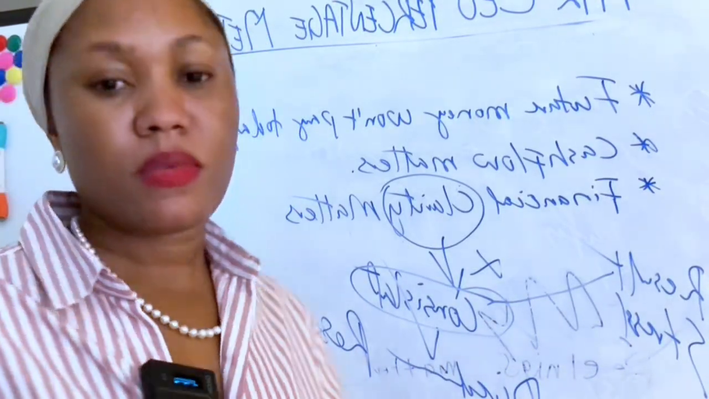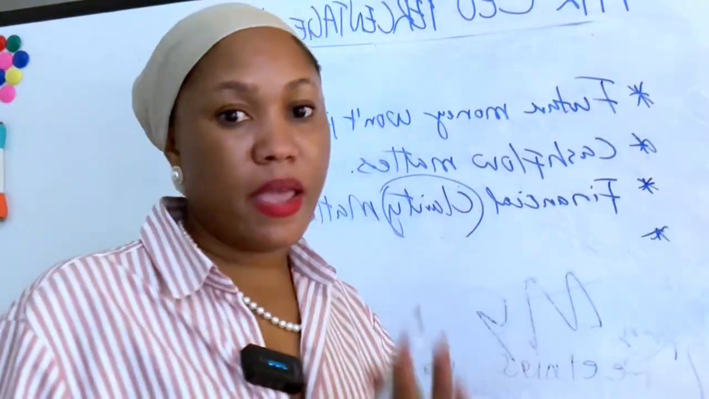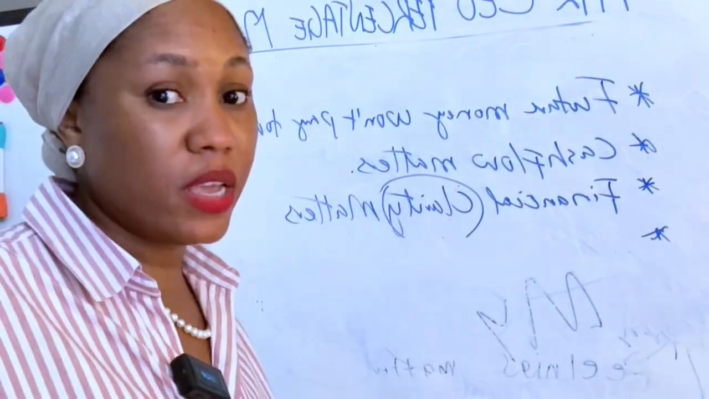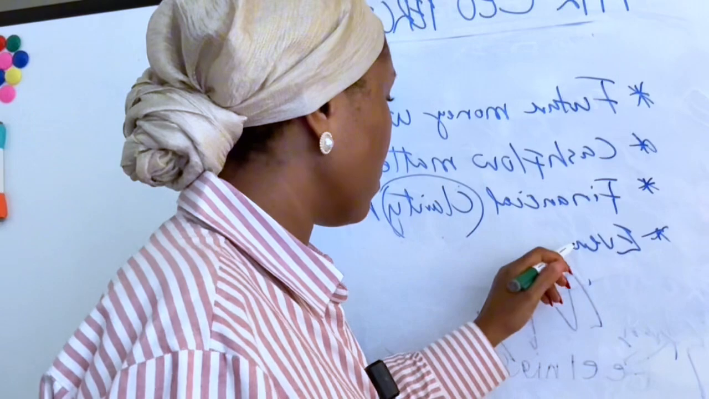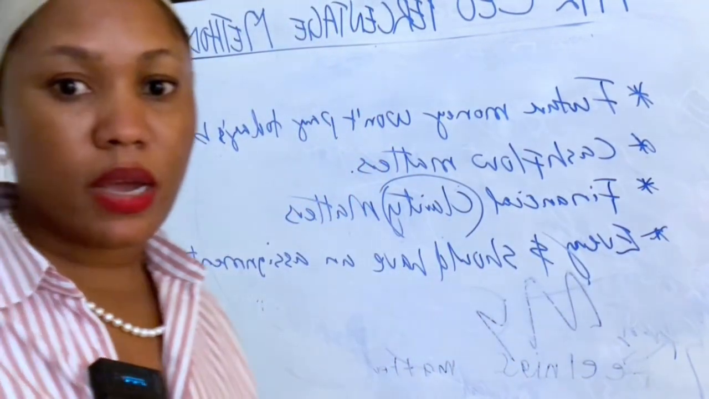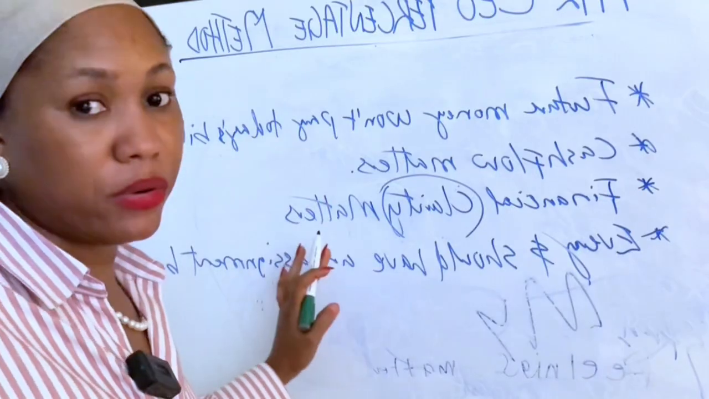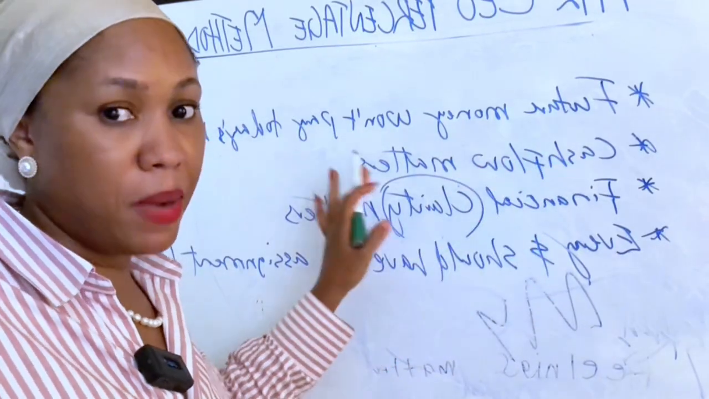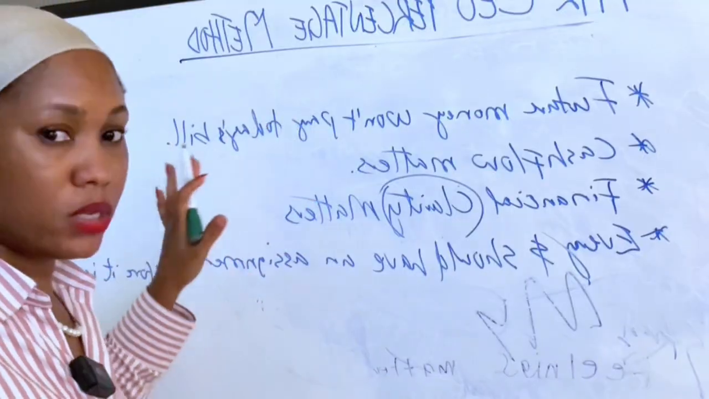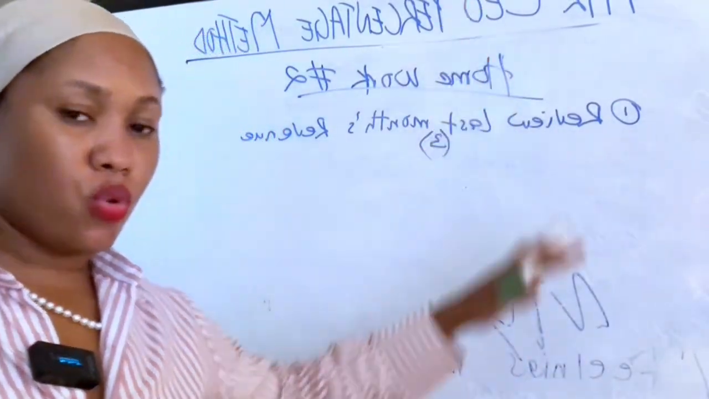Okay? The next thing I want you to think about is this. Every dollar should have a purpose before it is spent. Everything here is related. Got it? Financial clarity matters. Cash flow matters. Future money won't pay today's bill. So we're going to have some homework.